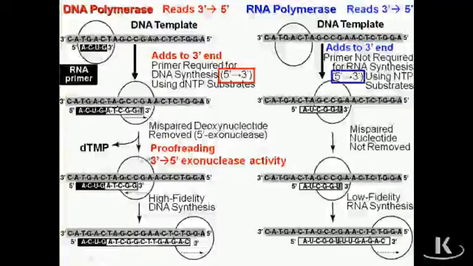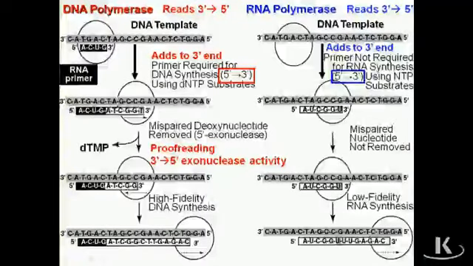But as I'm reading from 3 to 5, I'm synthesizing new nucleic acid, but I'm synthesizing it in the 5 to 3 prime direction. So I'm reading from 3 to 5, I'm synthesizing from 5 to 3. If I make a mistake and I need to go backwards, if I'm going already in the 5 to 3 prime direction, what is the backward direction from that? Well, it's from 3 to 5 prime. So that's why this is called a 3 to 5 prime exonuclease activity.